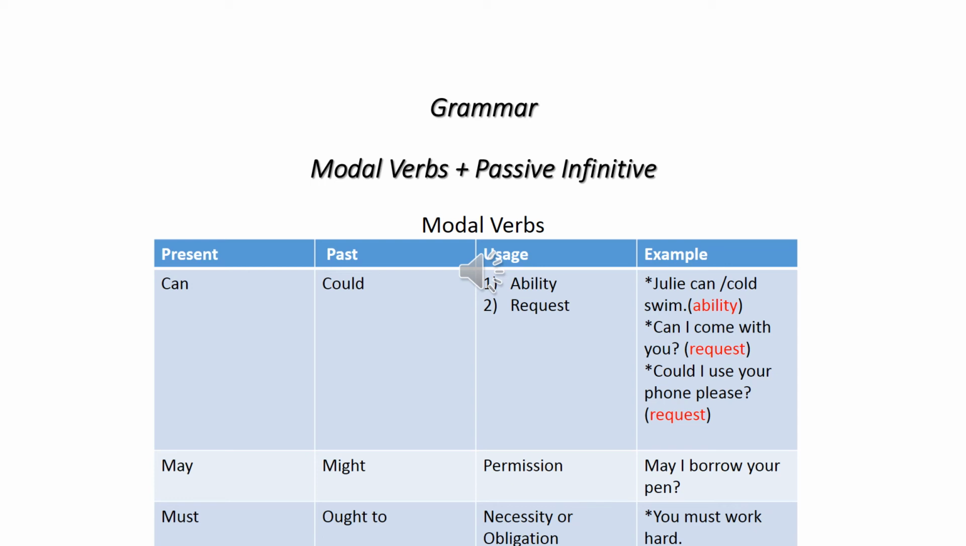The second modal verb is may, and the past form of may is might. The usage of this modal verb is permission. When you talk about or express permission. Permission means allowing someone to do something. For example, presume that you are in front of your friend and you need a pen. You will say, may I borrow your pen? May I borrow your pen?